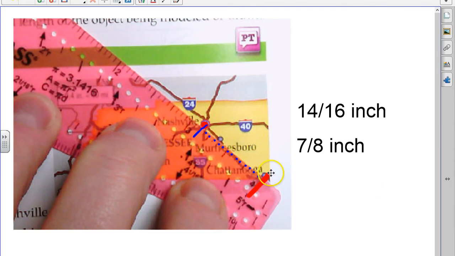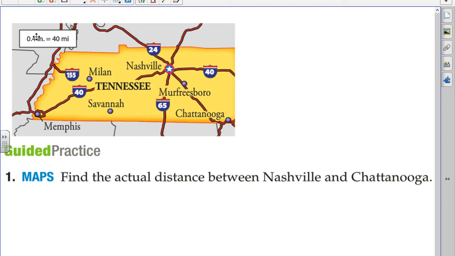Again, it's roughly, not perfect, because I had a curved piece of paper and had to go backwards with it. But it's 7/8 of an inch. Now, to figure out how far I traveled, they've given me the scale: 0.4 inches equals 40 miles.